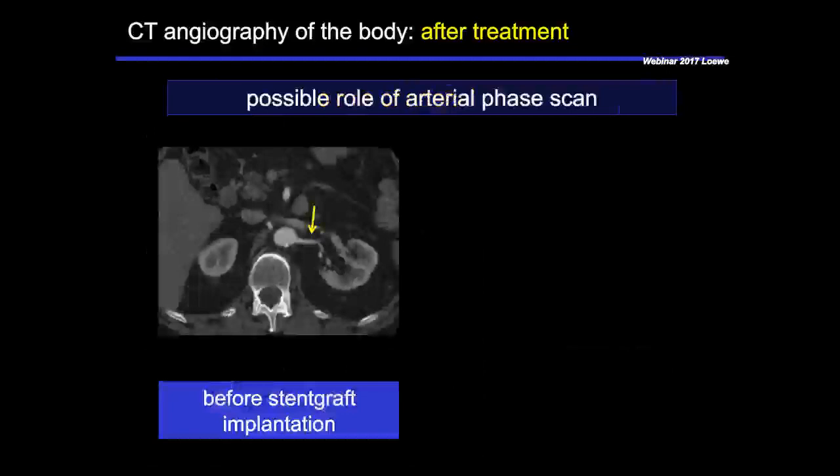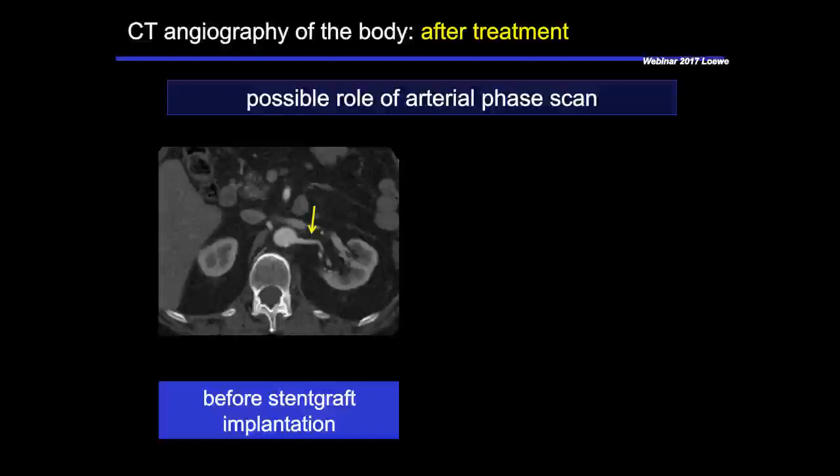However, there are groups in favor of only a venous phase scan because they say, well, the diameter can be assessed by the venous phase scan, and of course the endoleaks can be seen at the venous phase scan as well. However, I am in favor of not skipping the arterial phase, because aortic aneurysm is an arterial disease, and when we have the patient for follow-up, we should not only focus on the stent graft itself, we should also remain able to assess the arterial system.